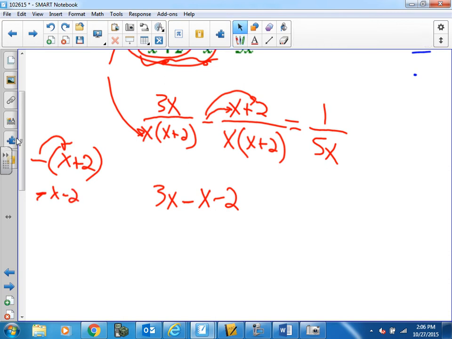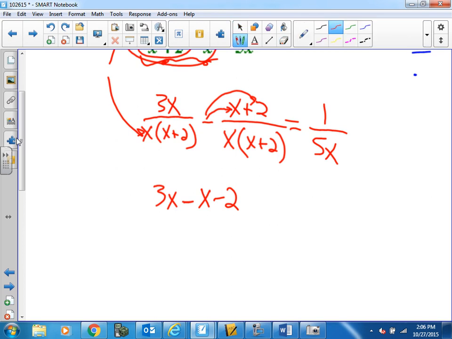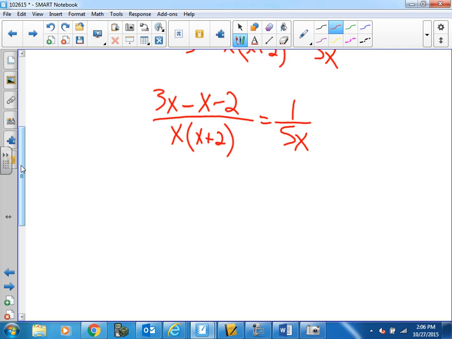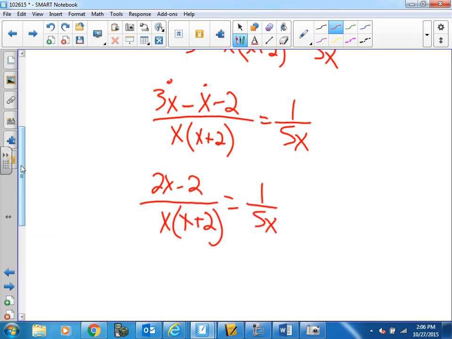The first time I did this problem, I didn't see that, and I went through a lot of time trying to figure out where my mistake was, and that's where it was. It's supposed to be minus x minus 2 all over x times x plus 2, and that is equal to 1 over 5x. Now we can do some simplifying. So 3x minus x is 2x minus 2 all over x times x plus 2 is equal to 1 over 5x.